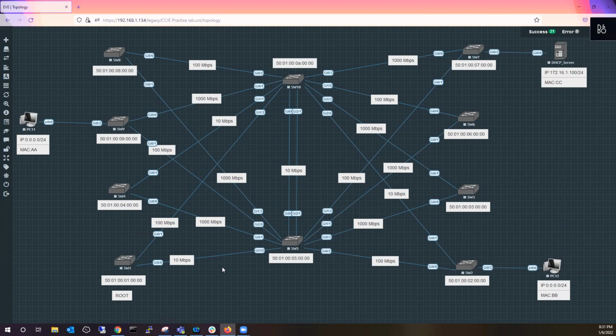Switch 5 would, right? Because, no, David, I mean, switch 10, you can see that MAC address is 0A. So that has a higher MAC address. Understood.